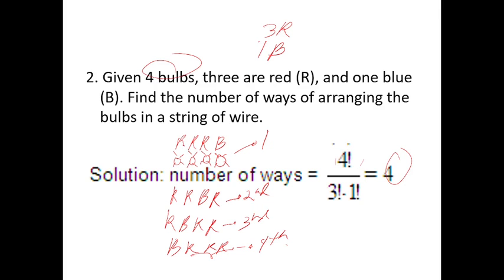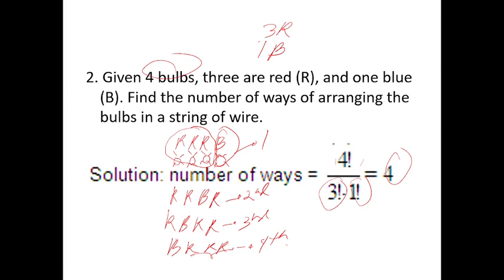Then we have here the red bulbs. For red bulbs, they are all 3, so we have 3 factorial now. For the blue bulb, we have 1, so that is 1 factorial. So I hope you get it.